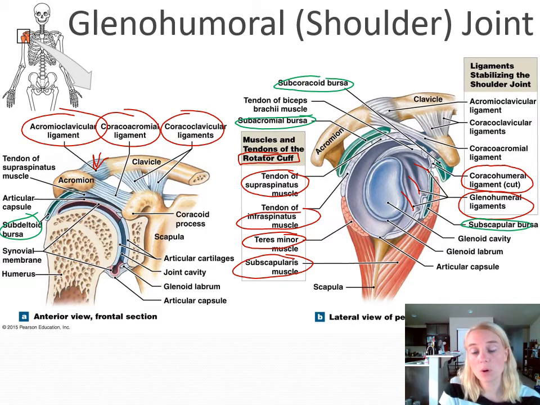So subcoracoid is going to be underneath the coracoid process. Subacromial is going to be under the acromial process. Subscapular is going to be under the subscapularis muscle. And then the subdeltoid is going to be under the deltoid muscle, which is this big shoulder muscle here.